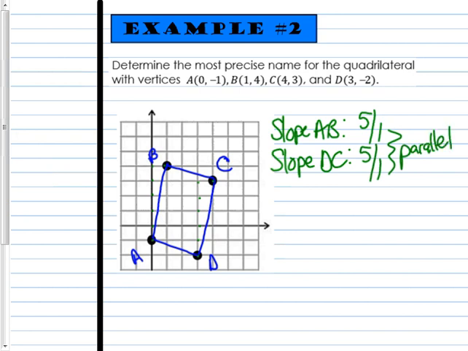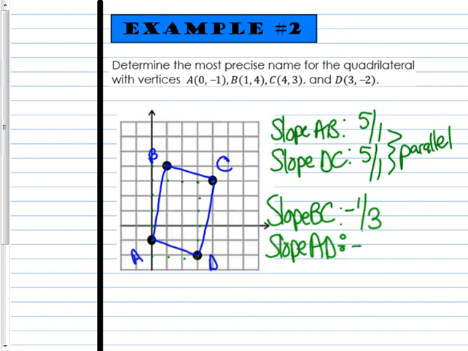Now let's compare BC to AD. So slope of BC, slope of AD. Remember, we need to go to the right. So down 1, 1, 2, 3, negative 1 over 3. And AD is down 1 over 1, 2, 3. Are those two lines parallel? Yes, they are.